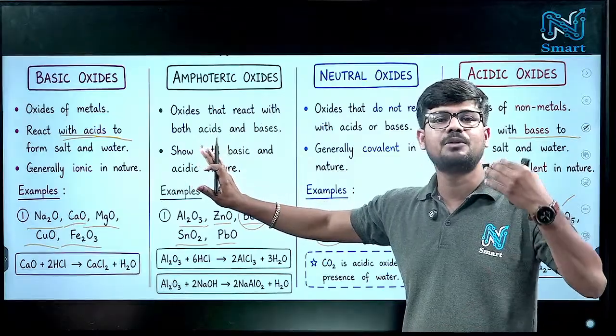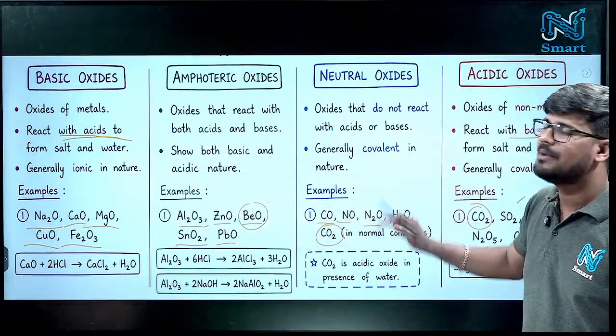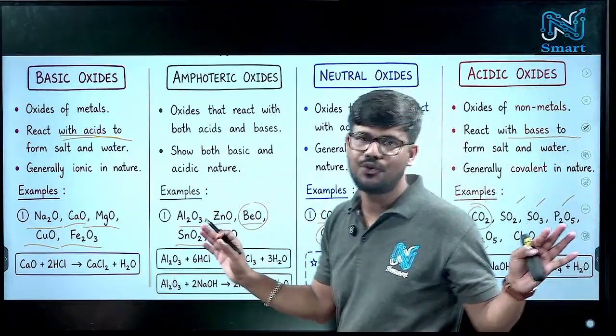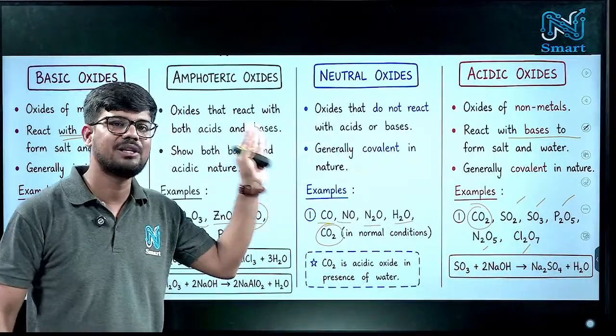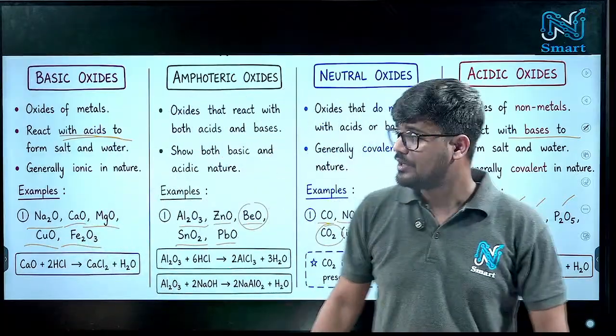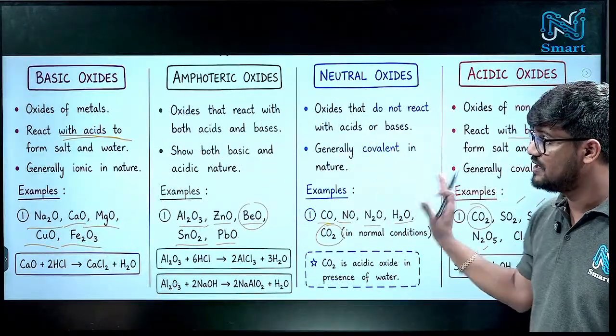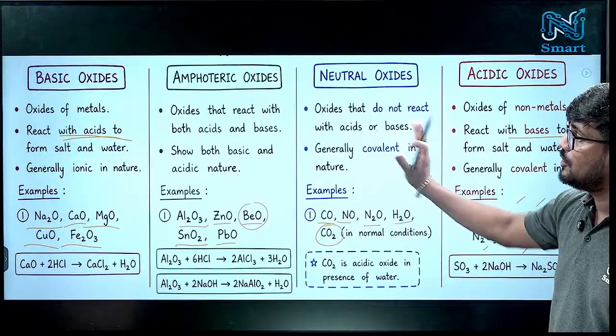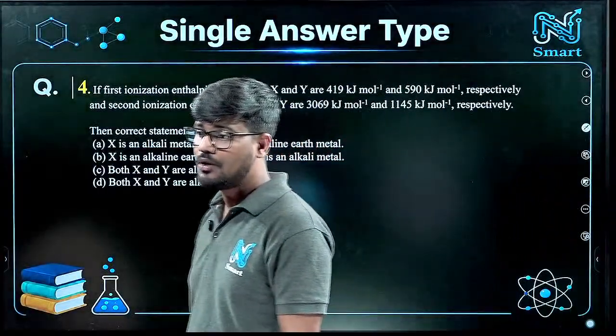Amphoteric means it can react with both acid and base, and neutral oxide means, as the name suggests, it does not react with anything else. It does not react with acid, and it does not react with base. So this is the idea. This is a very important section. Okay, next one. Can you solve this question?